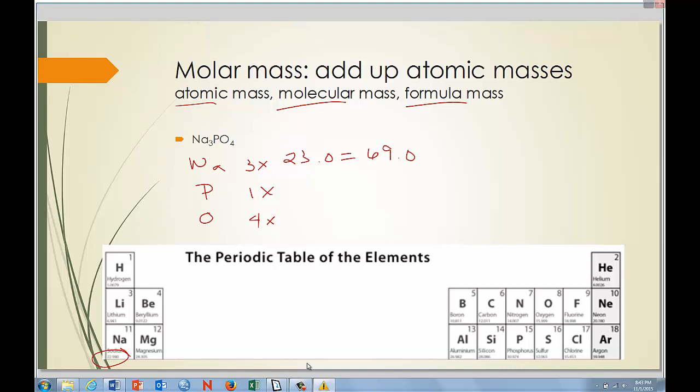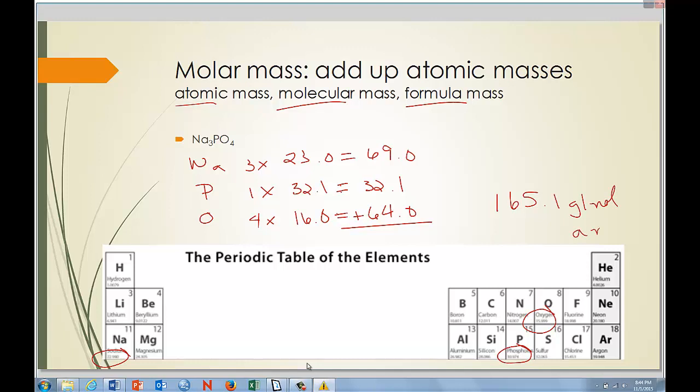Phosphorus is here, and its mass is 32.1. So 1 times 32.1 is 32.1. And then oxygen is here, and it's 16.0. So 4 times 16.0 is 64.0. Add those all up, and it comes out to be 165.1 grams per mole. You might also see AMU.